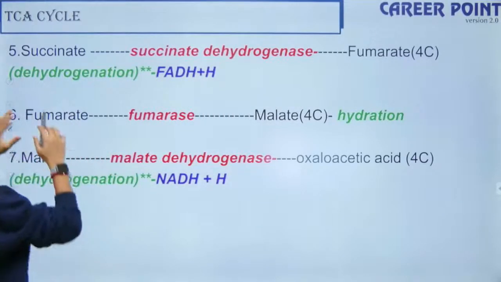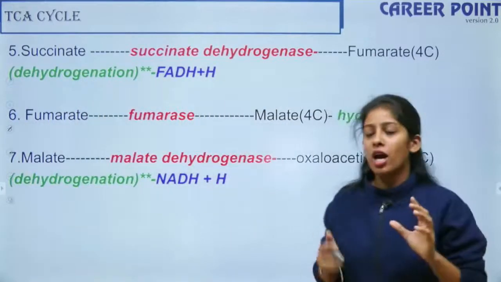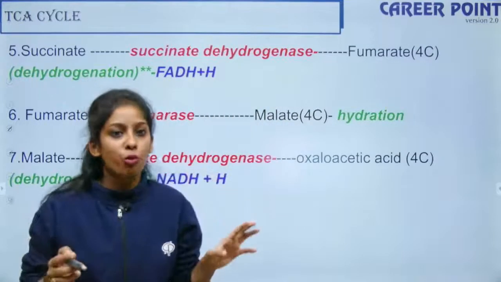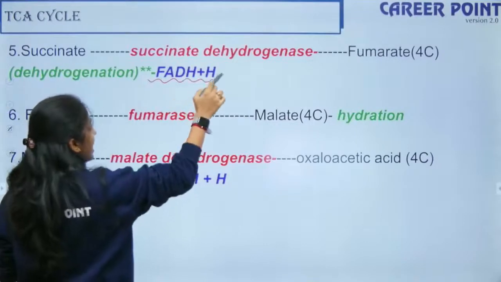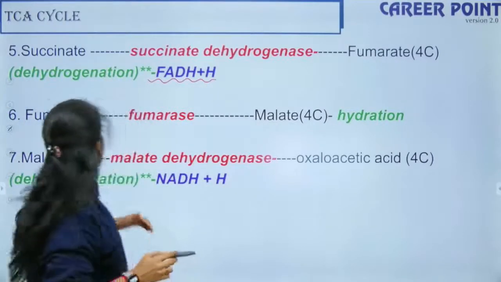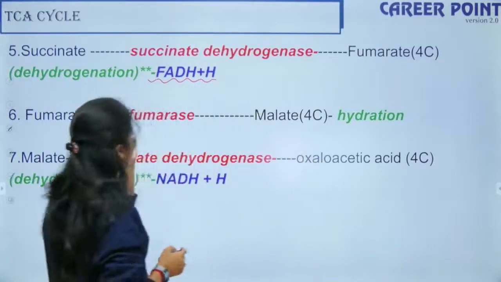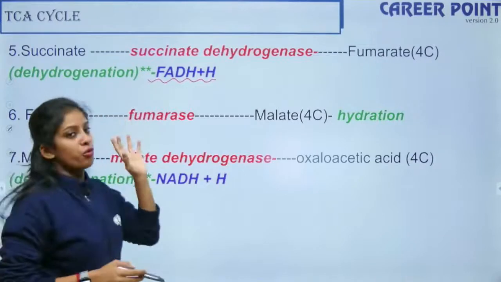Alright. So this is a type of dehydrogenation reaction wherein you remove one hydrogen on this side and put it on the other side, because ultimately both are 4-carbon compounds, right? So here you gain FADH2. Then your fumarate gets converted into malate. Again, it's a type of hydration reaction, in the presence of fumarase.